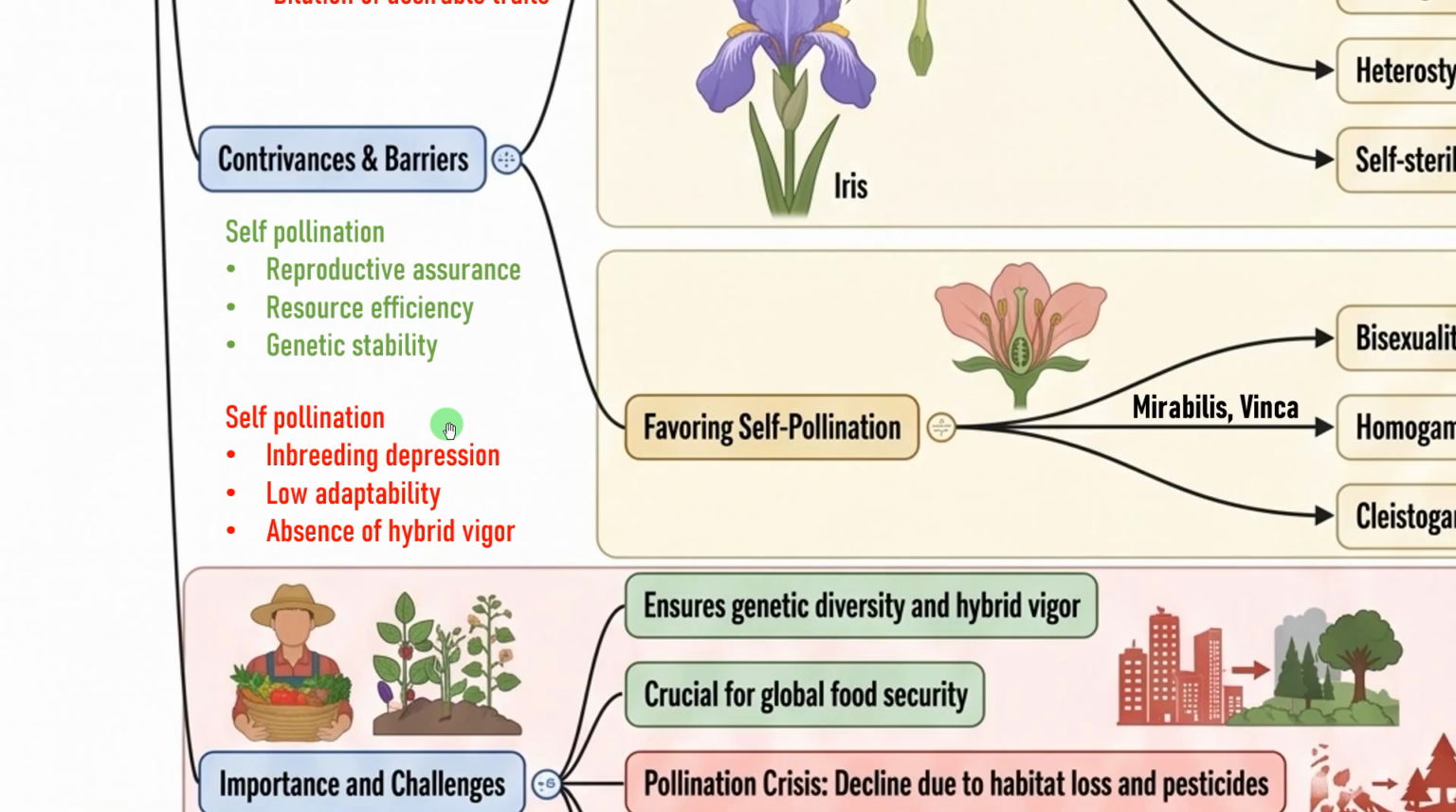The disadvantage is self-pollination leads to inbreeding depression. Continuous self-pollination leads to loss of desirable traits, and low adaptability, as there is no genetic diversity, more prone to diseases, and there is absence of hybrid vigor that leads to reduction in expression of desirable qualities or traits.